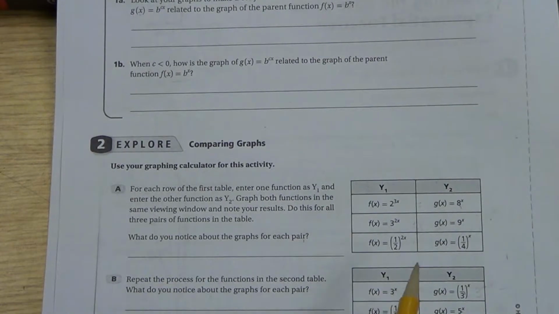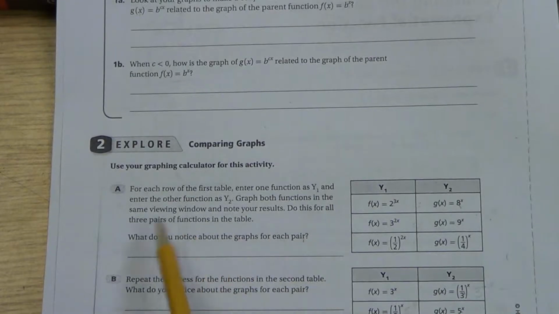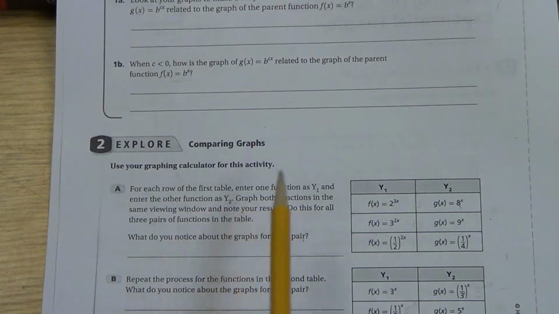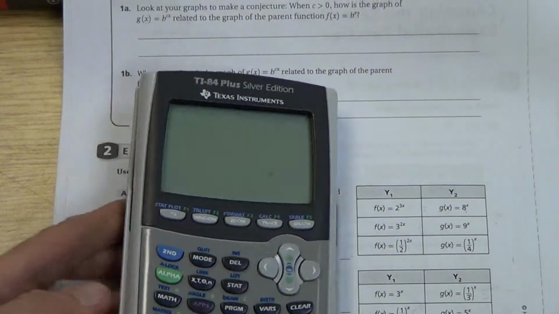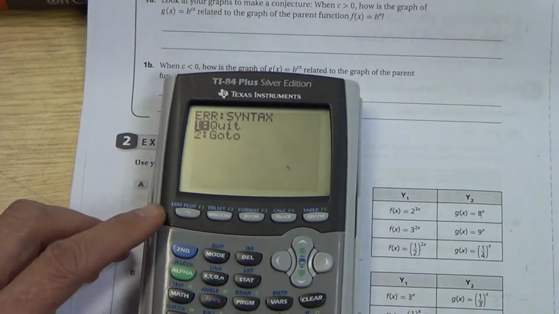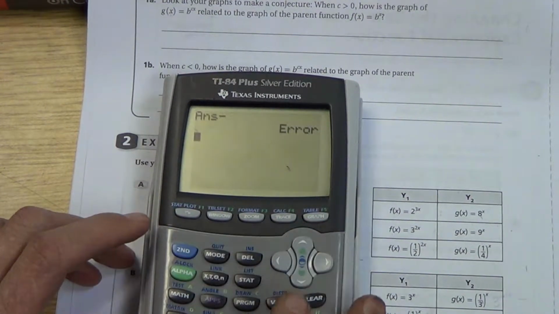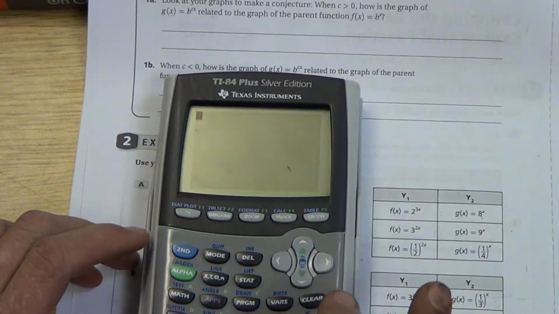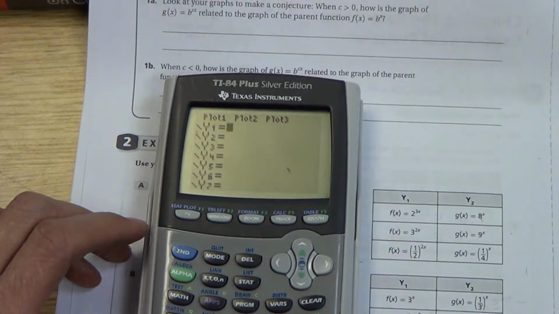Okay, down to the next thing, comparing the graphs. It says, for each row of the first table, enter one function. We're using a graphing calculator. What do you notice about the graphs for each pair? So we'll go into, if you get that, it goes quit, second quit, clear. Okay, go into our y equals.